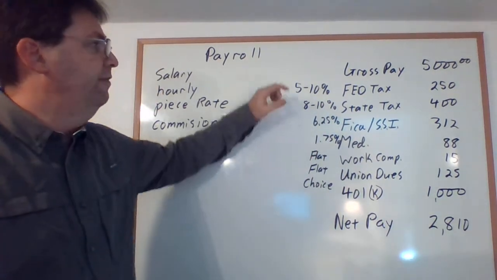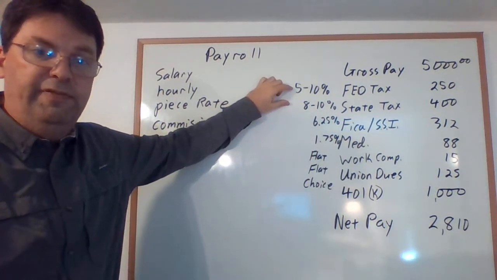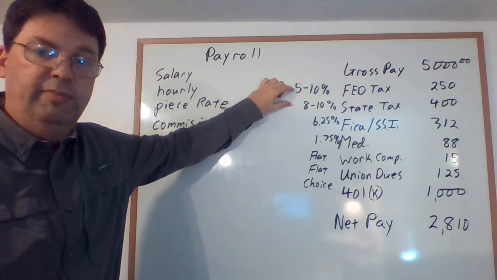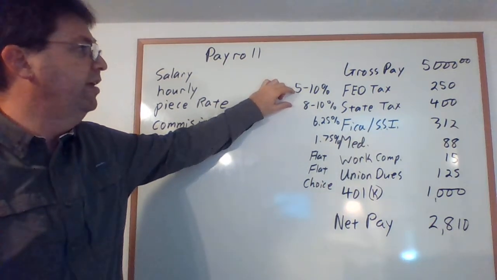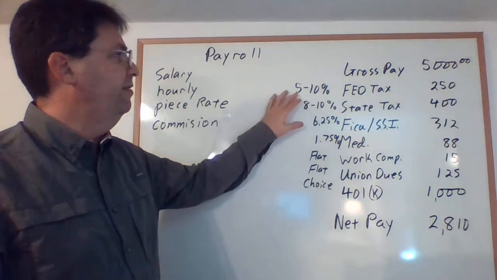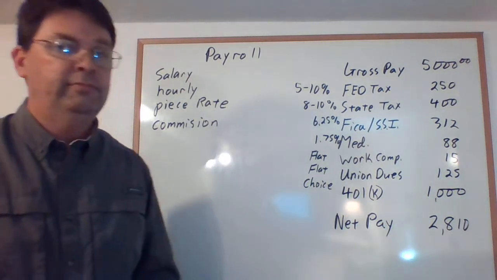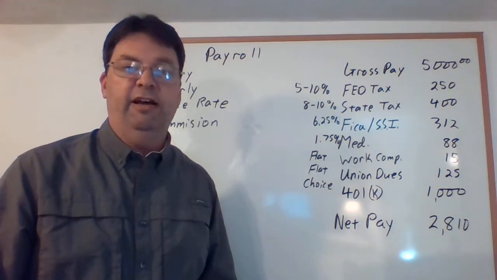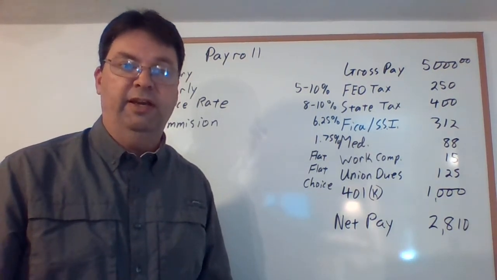All right. First thing you're looking at is a federal tax. So this will be on most things. You're going to find a federal tax on pretty much everyone's paycheck. And I put 5 to 10%. Depends on your tax bracket and how much you want to take out. That's a whole other thing.